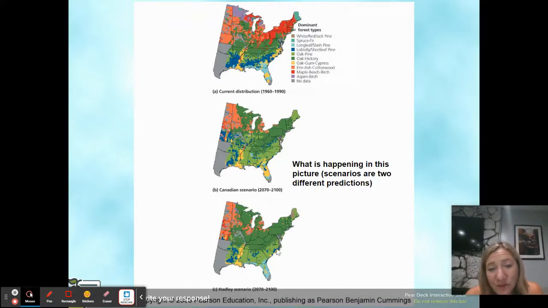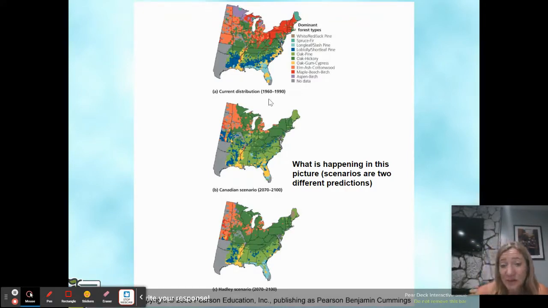Number two, both of these look relatively similar. There's a few differences, like this one has more yellow, which is the oak, gum, cypress, and this one has maybe a little bit more blue, which is the longleaf / pine. But what you'll notice is that this dark green here, the oak and hickory, in both of these models, it looks like they're going to kind of migrate north.